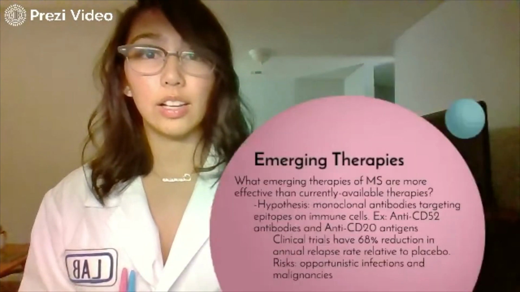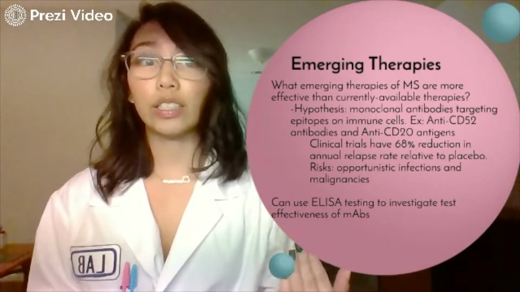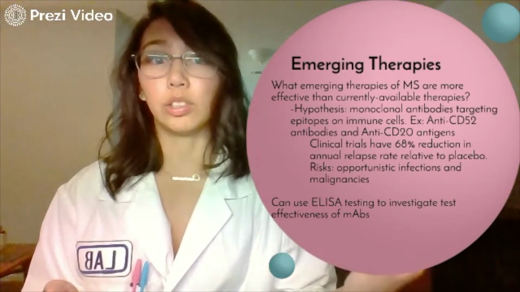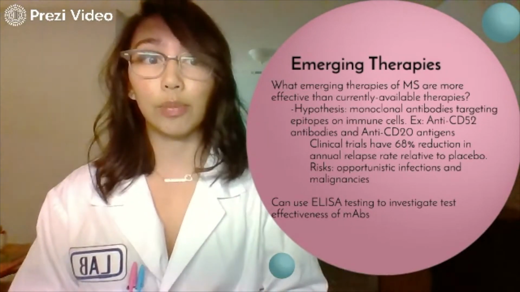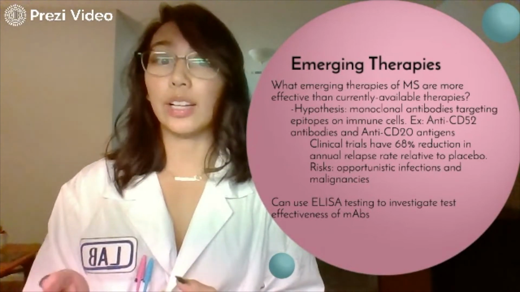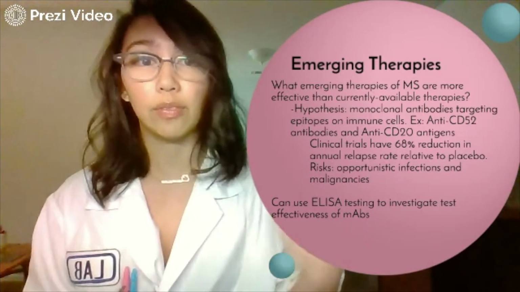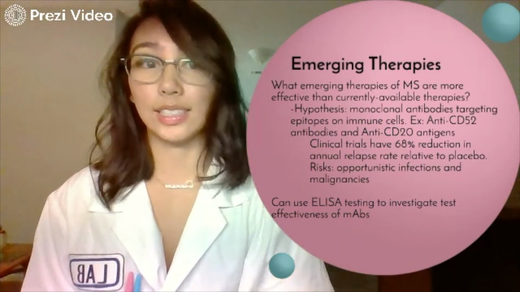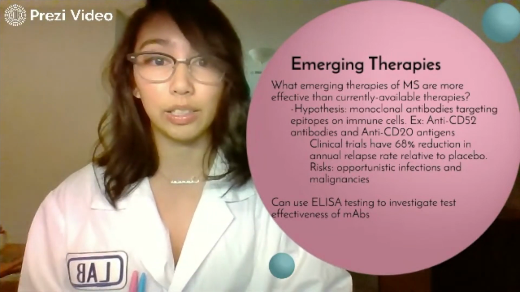And so, the next question would be, what emerging therapies are more effective than the ones currently available on the market? One such therapy would include monoclonal antibodies, which we have discussed in class and have been shown promising in clinical trials. However, there are risks involved, including opportunistic infections and onset of malignancies. And we can utilize ELISA testing to investigate the effectiveness of these antibodies.